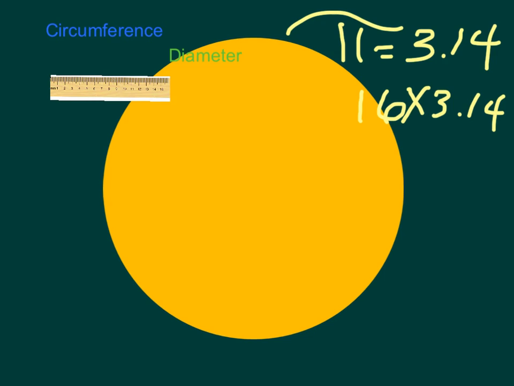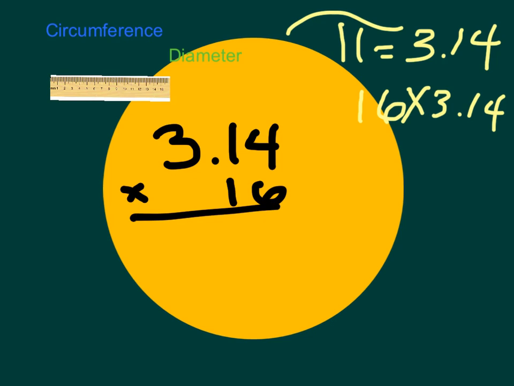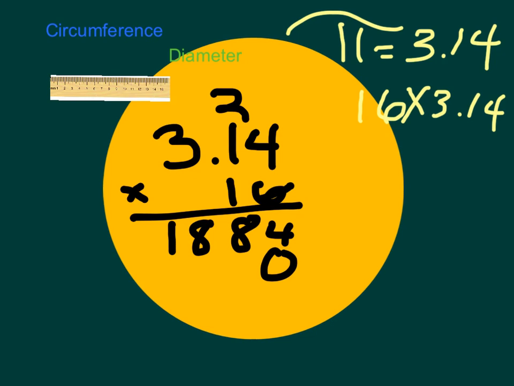Let's start by writing 3.14. We're going to multiply that by 16. 4 times 6 is 24. 6 times 1 is 6 plus 2 is 8. 6 times 3 is 18. I'm done with the 6, so I'm going to put a 0 in that place value. 1 times 4 is 4. 1 times 1 is 1. 1 times 3 is 3. I will add up those amounts.